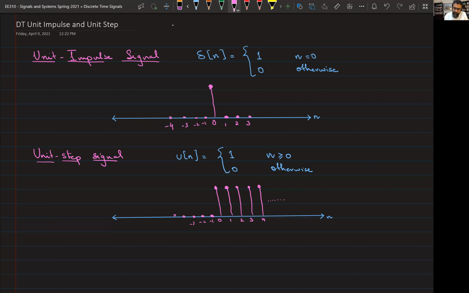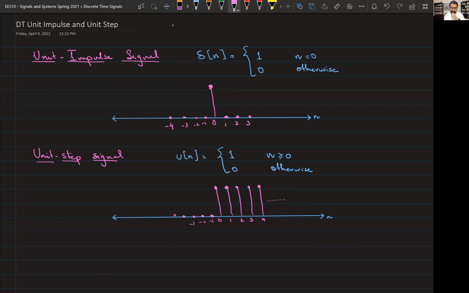Now, here's the question. Can we determine a relationship between these two signals? Can I write the unit impulse as a function of unit steps somehow? If you recall, in the continuous time domain, the unit impulse was equal to the derivative of the unit step.